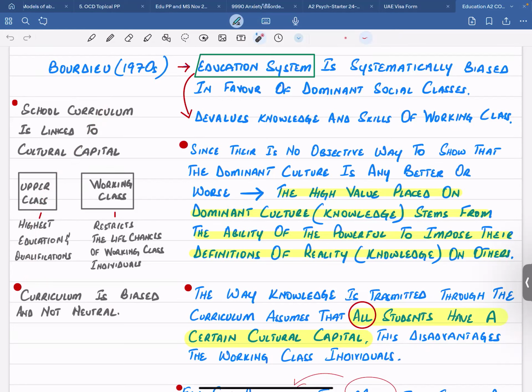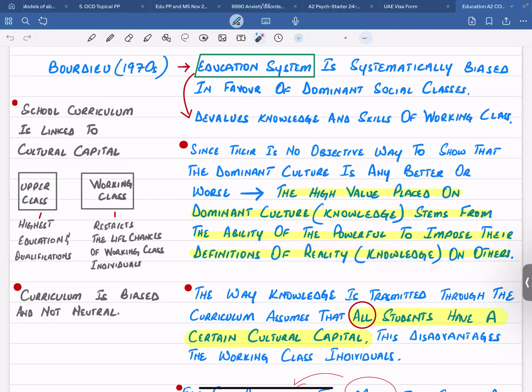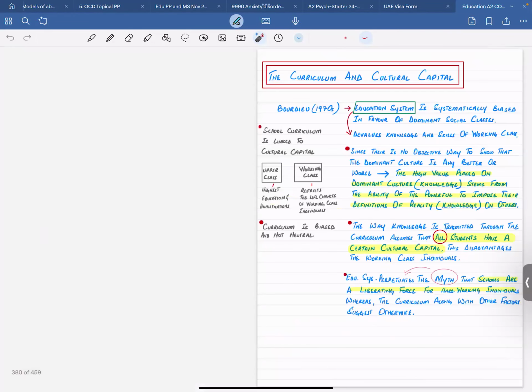According to Bourdieu, since there is no objective way to show that the dominant culture is any better or worse, the high value placed on dominant cultural knowledge stems from the ability of the powerful to impose their definition of reality on others. This is pretty much in line with what Michael Young was claiming. The way education is transmitted through the curriculum assumes that all students have a certain cultural capital. This puts working class individuals automatically into a very disadvantaged position. So yes, you could use Bourdieu over here.